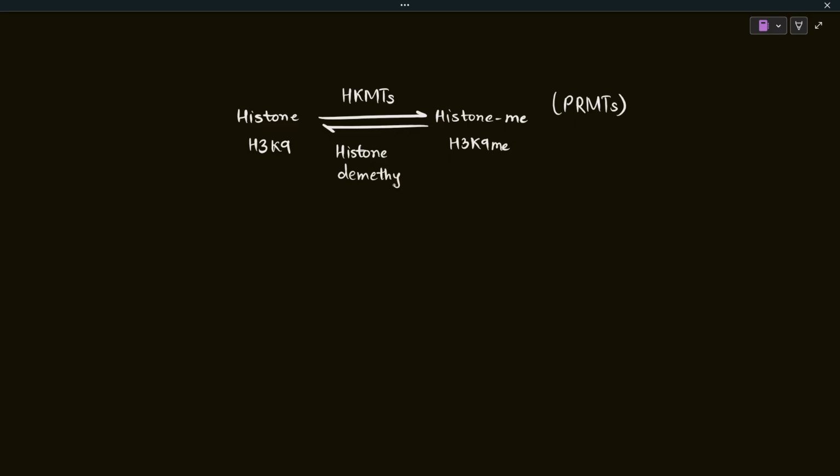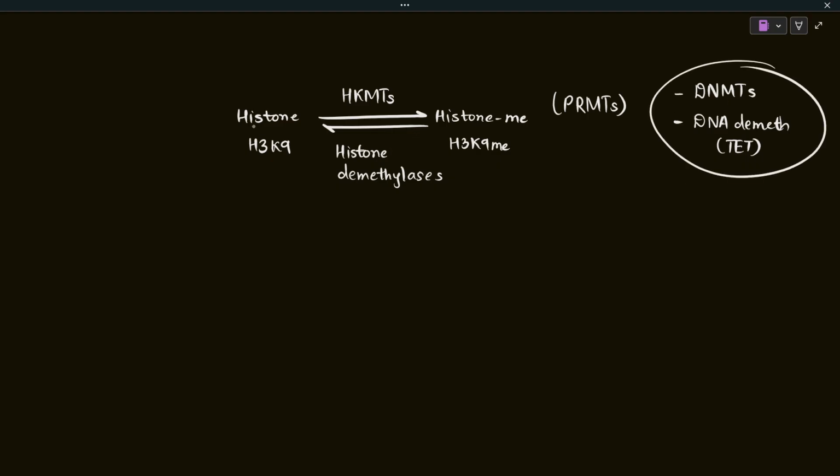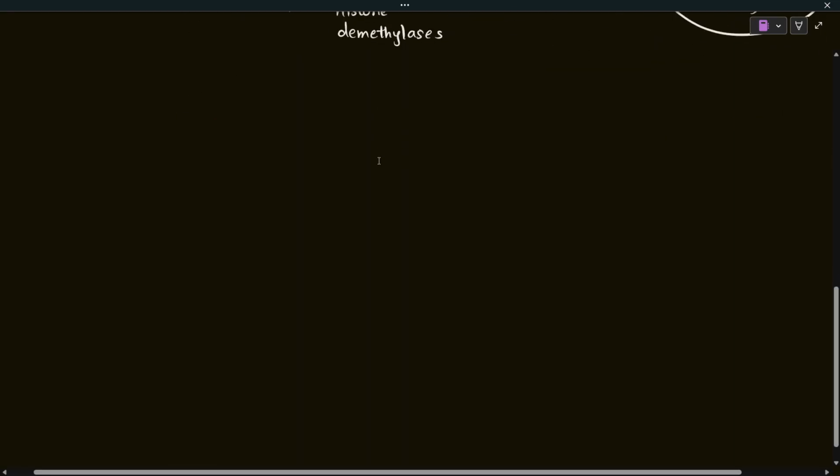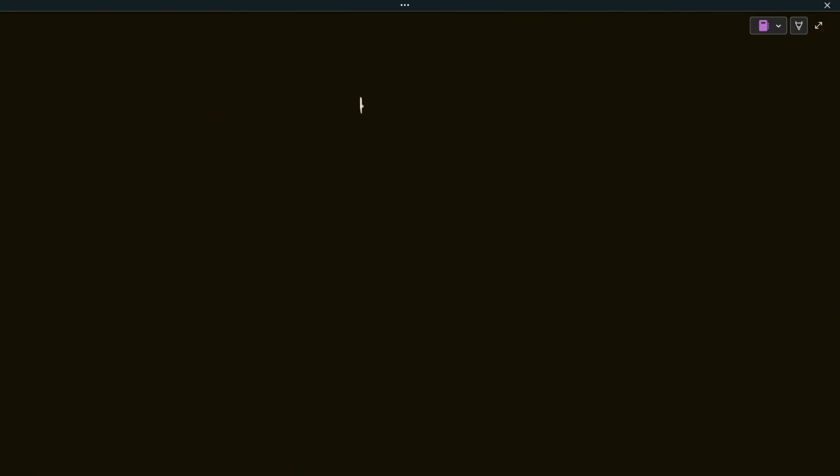This is just the way it happens in DNA methylation. The DNA methylation is driven by DNMTs, DNA methyltransferases, while the DNA demethylation is driven by the DNA demethylases, the TET protein family, the ten-eleven translocation enzymes. So this was about DNA methylation, but it is the same way for the histone methylation part, but the enzymes involved have different characteristics. So let's first discuss histone methyltransferases, HKMTs, histone lysine methyltransferases. We will discuss those.